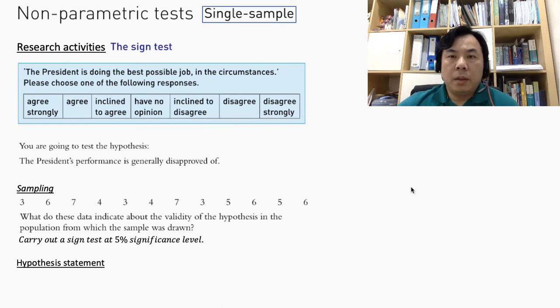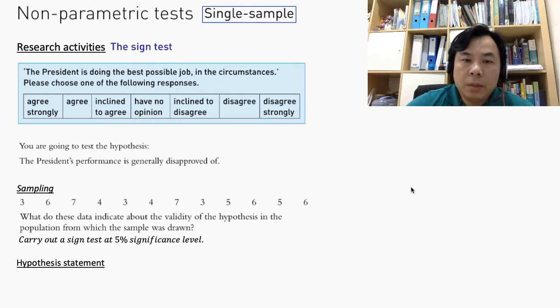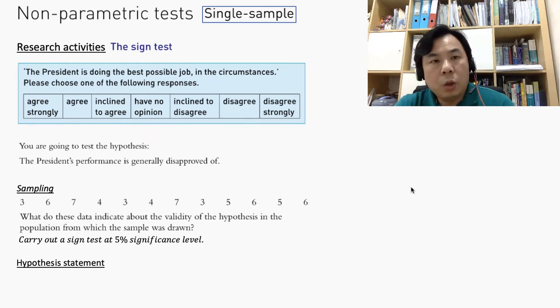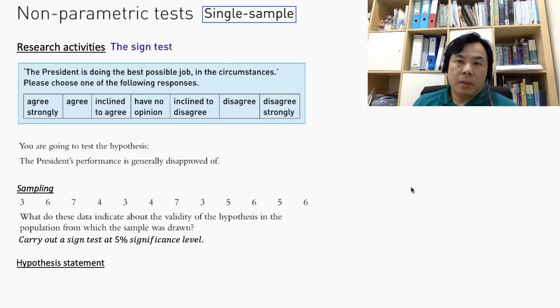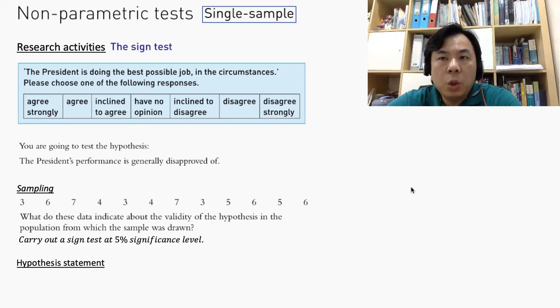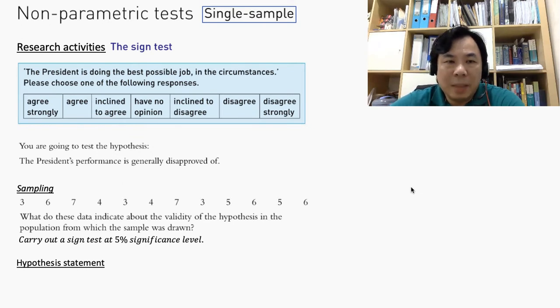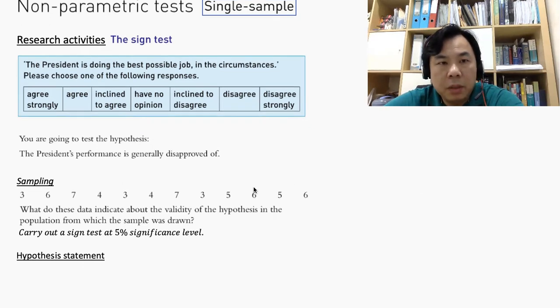All right, welcome back. Next I'm going to show you all the different types of examples that utilize the non-parametric tests: sign tests, Wilcoxon signed rank test, and lastly the Wilcoxon rank sum test. First example is a motivating example. We are dealing with carrying out non-parametric tests for a single sample.